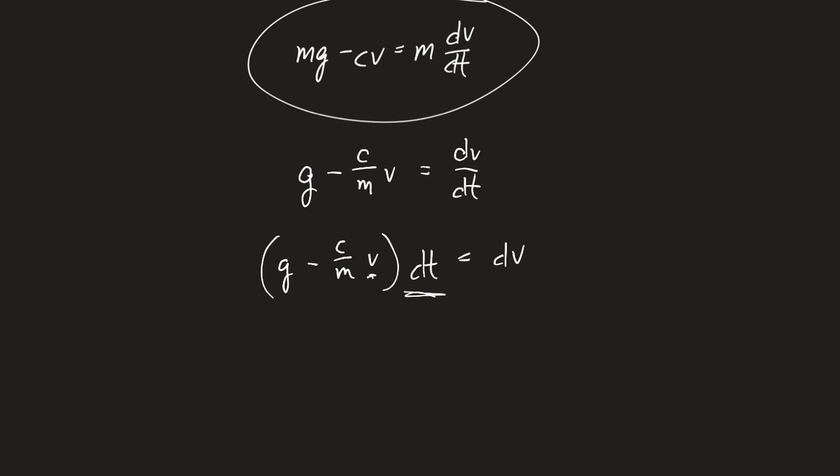And that's very likely what you're going to have. So I'm just going to have dt by itself on this side, and I will have dv over all of this stuff on the other side. Okay so far?